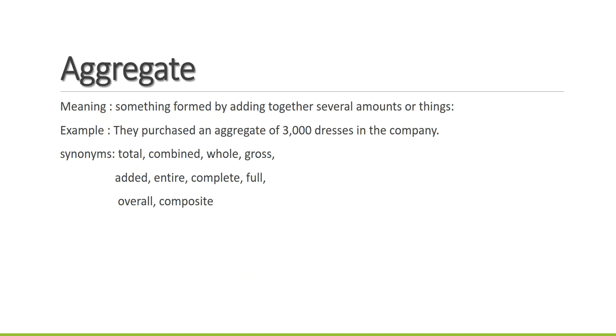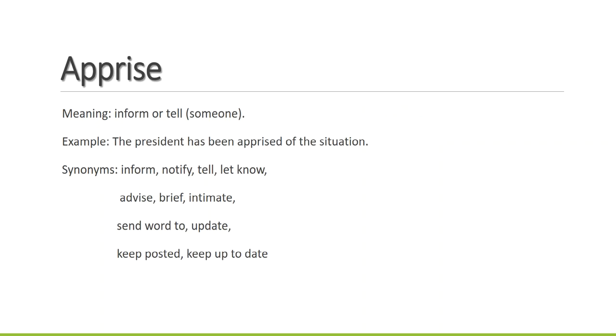And the next word is aggregate. The meaning of aggregate is something formed by adding together several amounts or things. Example: they purchased an aggregate of 3,000 dresses in the company. Synonyms are total, combined, whole, gross, added, entire, complete, full, overall, and composite.